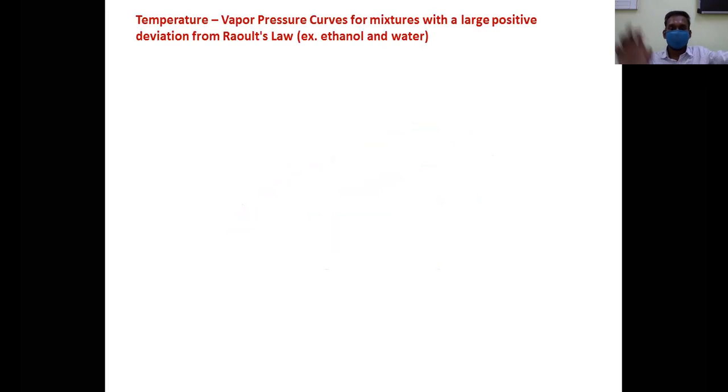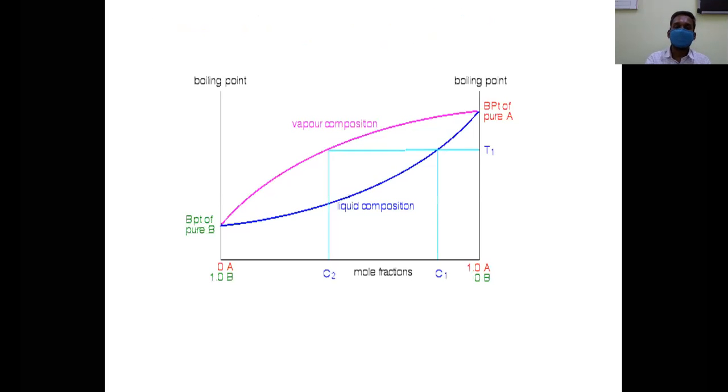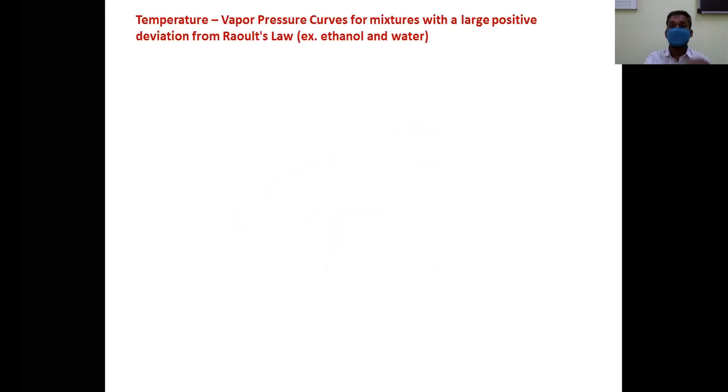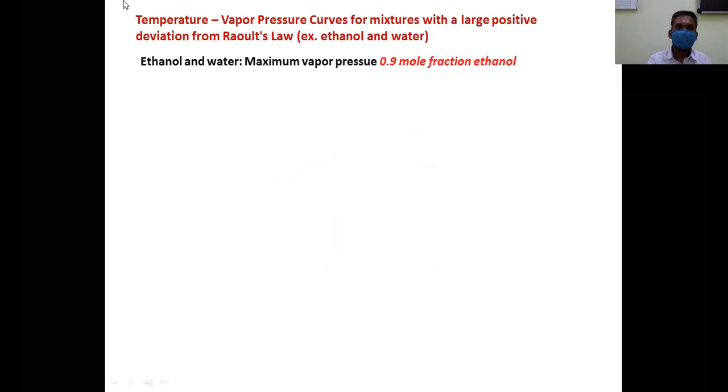Okay, fine. Now that is about ideal solutions. How does this boiling point composition curve look for non-ideal solutions? It's like this. Non-ideal solutions. Temperature vapor pressure curve, actually that should not have been temperature. Boiling point vapor pressure curves. Take it as boiling point vapor pressure curves for mixtures with large positive deviation from Raoult's law.